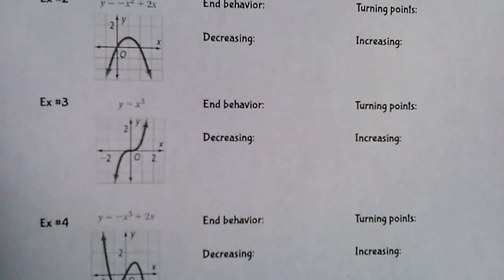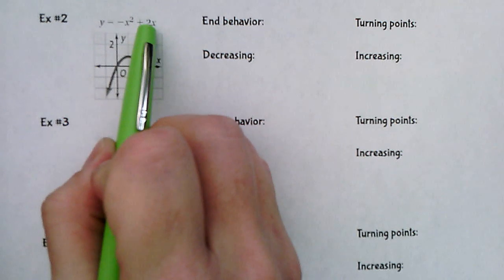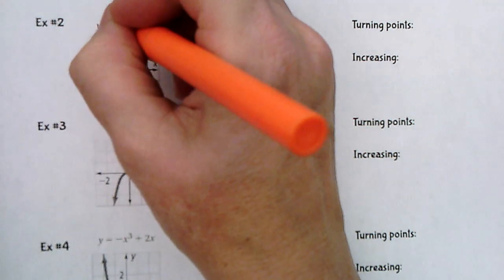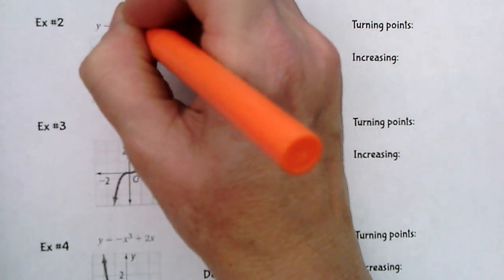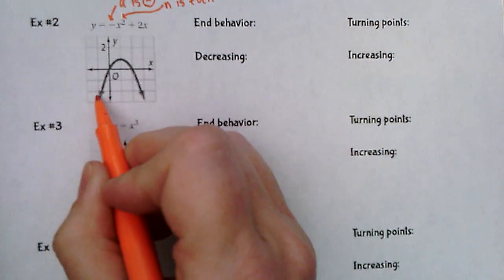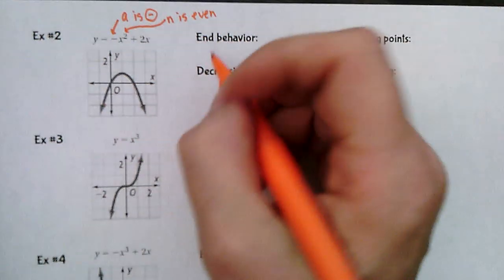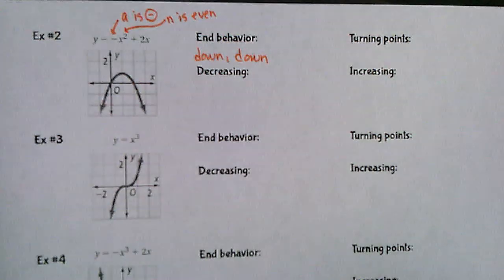Okay, so let's practice. Negative x squared plus 2x. We can look at that a couple of ways. We can look at the sign of a being negative and the degree of n being even. We can also look at the picture, and we can see that both of these ends are down. So our end behavior would be down, down.